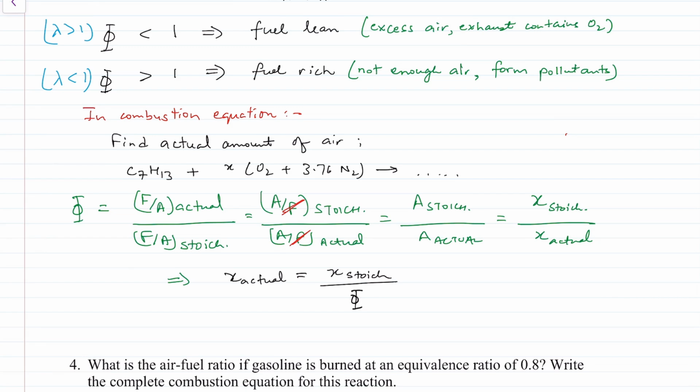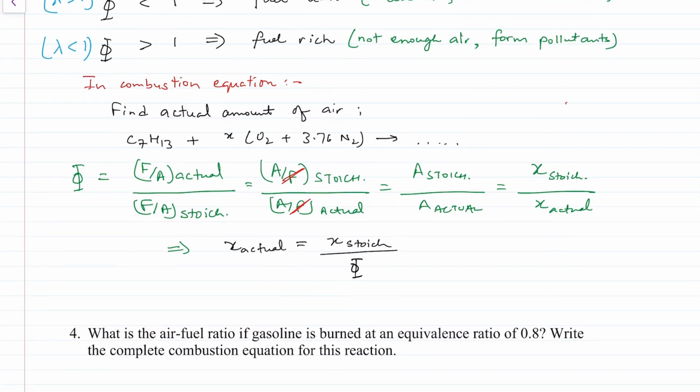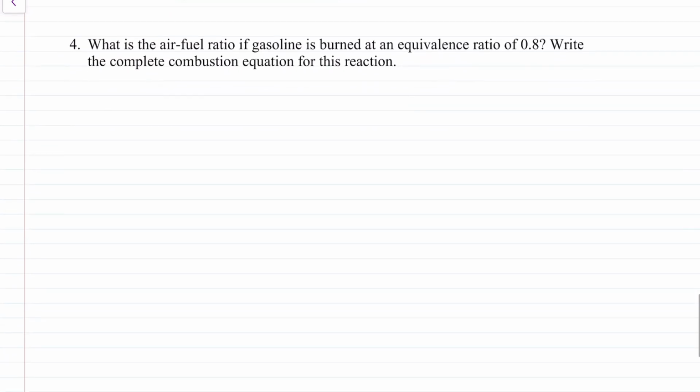Okay, let's do an example. I think this is example 4 in your sheet. What is the air to fuel ratio if gasoline is burned at an equivalence ratio of 0.8? And write the complete equation for this reaction.